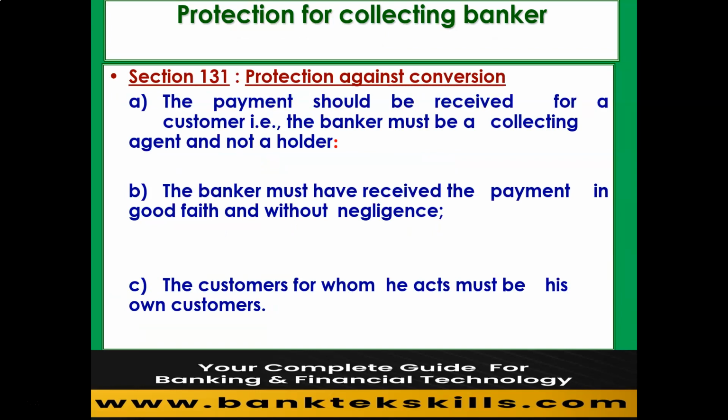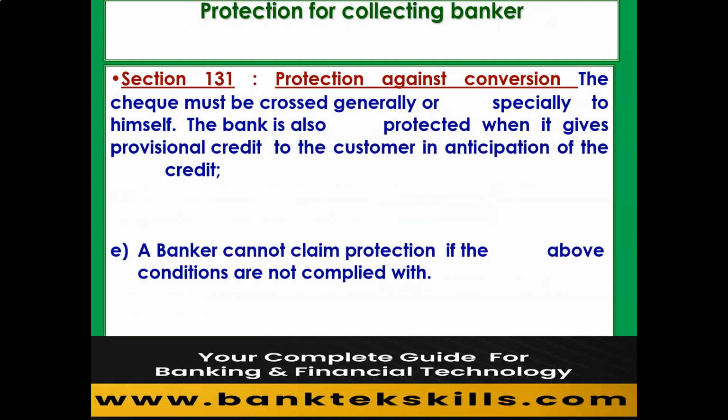Protection against conversion. The payment should be received for a customer. The banker must be a collecting agent, not a holder. The banker must have received the payment in good faith and without negligence. This is again for the collecting banker. The customer for whom he acts must be his own customer, so they will of course be having an account with the collecting bank itself. The cheque must be crossed generally or specially to himself. The bank is also protected when it gives a provisional credit to the customer in anticipation of the credit. A banker cannot claim protection if the above conditions are not complied with.